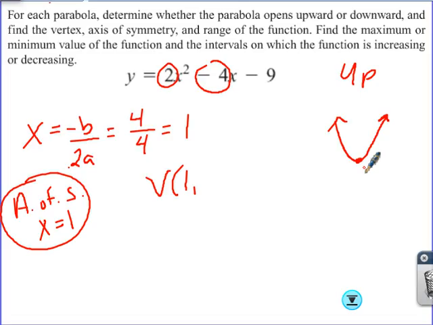In order to find the y value that goes with that 1, simply plug the 1 in for the x's. That gives you 2 minus 4 minus 9, which I believe is negative 11. So there's your vertex.